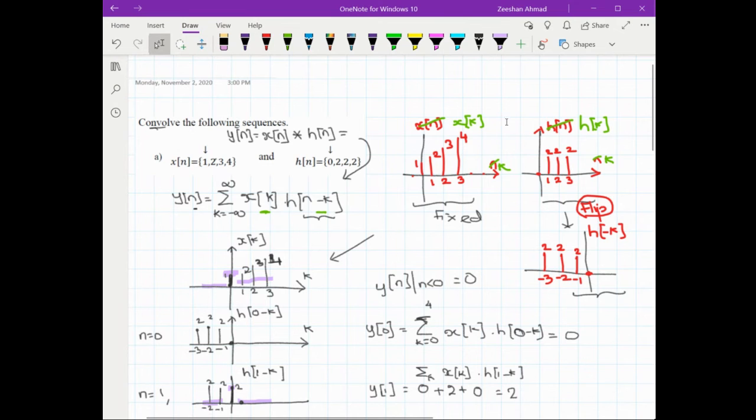So this is converted or transformed to x of k here. The next step is I need to flip the signal. So how are we going to flip it? Flipping is quite simple. So we will flip the signal.